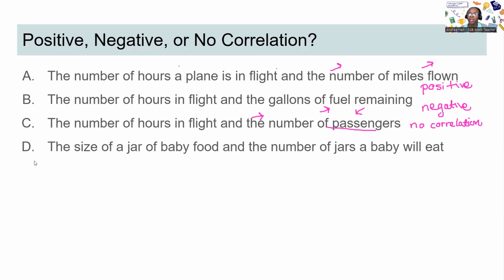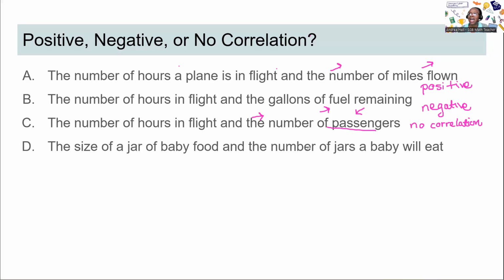The size of a jar of baby food and the number of jars a baby will eat. If the size of the jar gets bigger, will the baby eat a lot of jars? Probably not. So there's probably a negative correlation here.